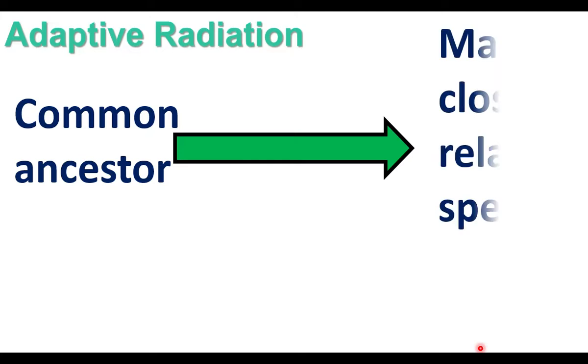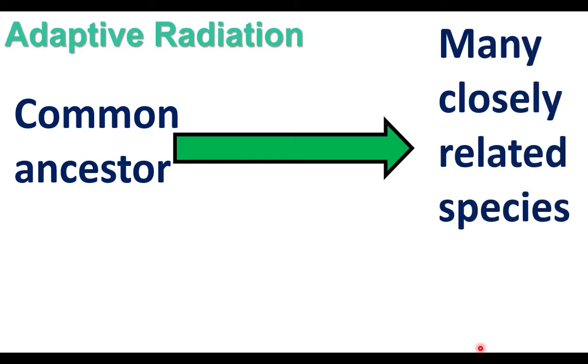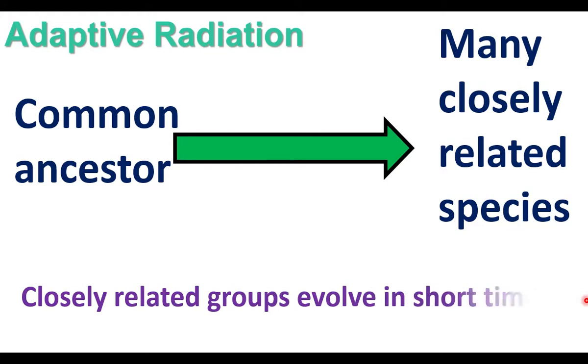Before we learn adaptive radiation in detail, let us see the outline of what it is. A single common ancestor gives rise to many closely related species. This is adaptive radiation. Many closely related species evolve from a common ancestor. Closely related groups evolve in a short period of time.